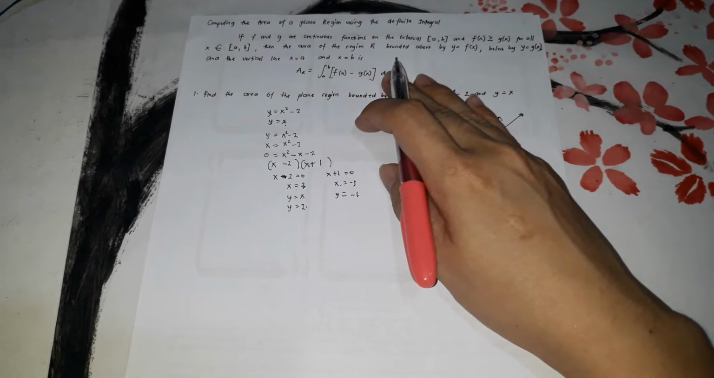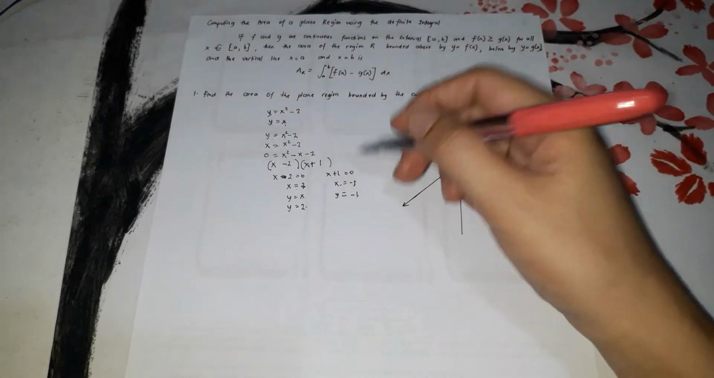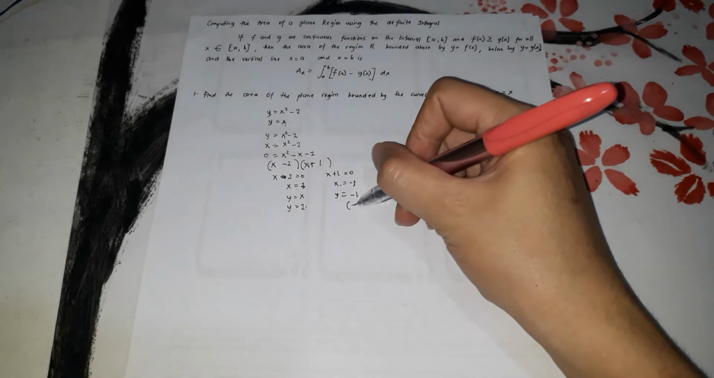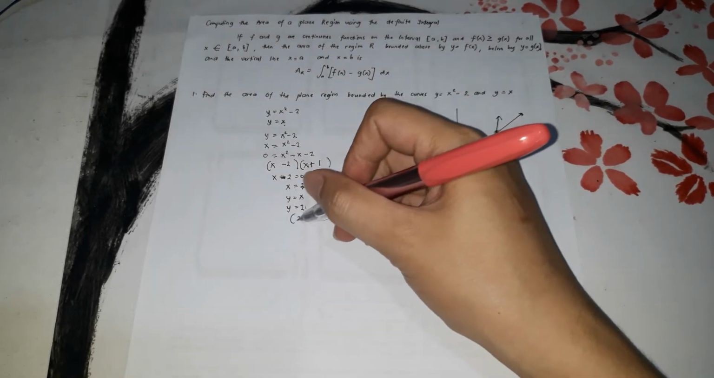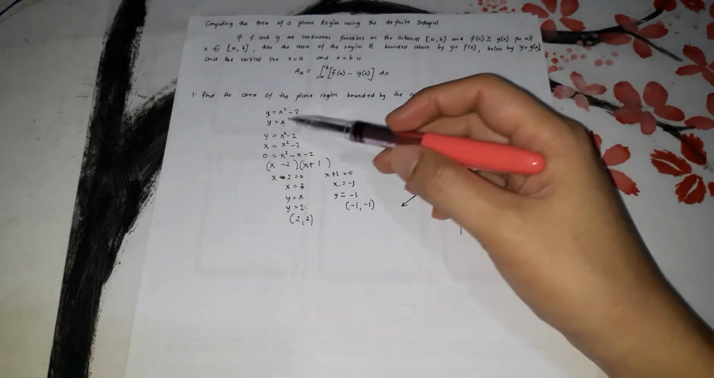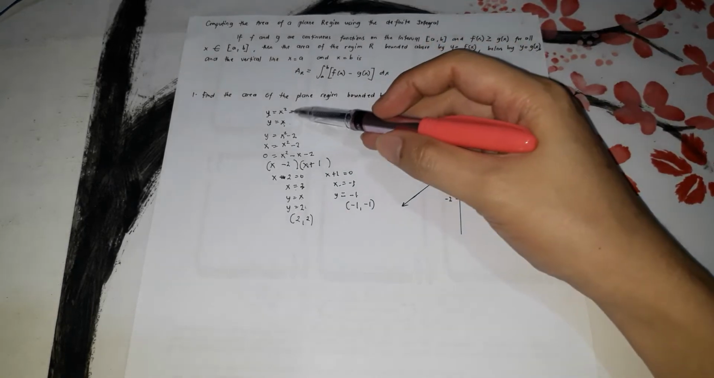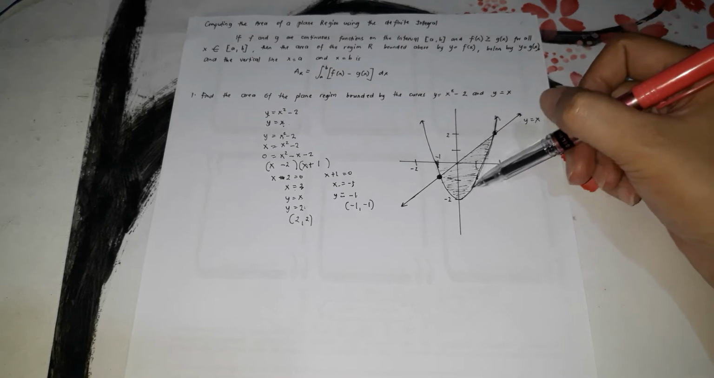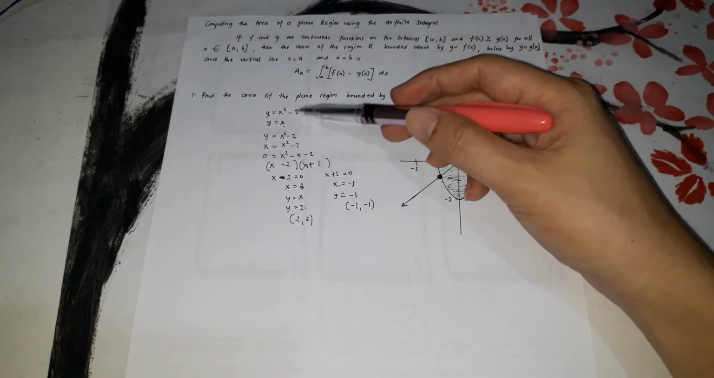Next, after getting the intersection, you're going to graph. First, plot the intersections: the first intersection is negative 1, negative 1, and the second intersection is 2, 2. Then graph y equals x, and then graph y equals x squared minus 2. This is a parabola because this is a quadratic equation.